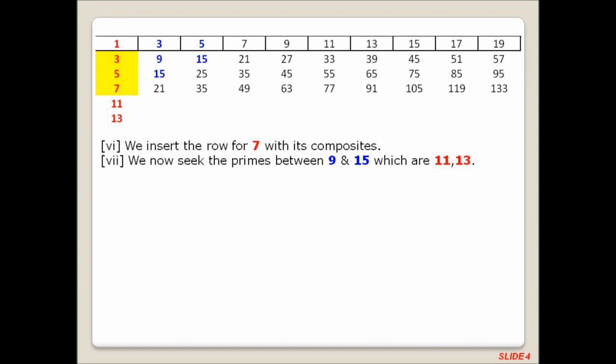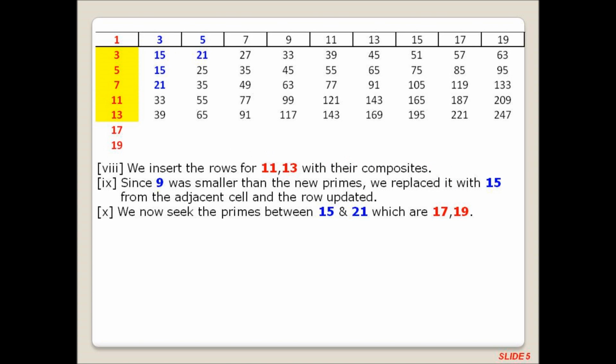We now seek the primes between 9 and 15, which are 11 and 13. We insert the rows for 11 and 13 with their composites. Since 9 was smaller than the new primes, we replace it with 15 from the adjacent cell and the rows updated.